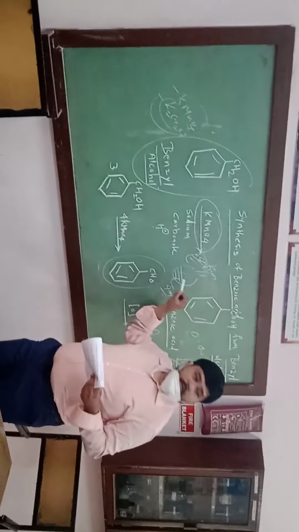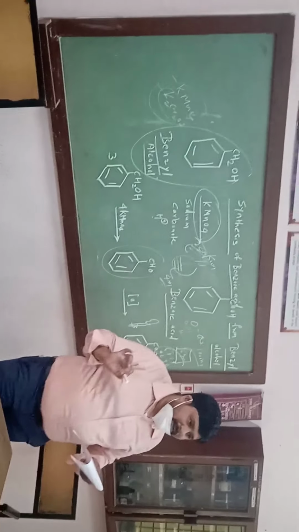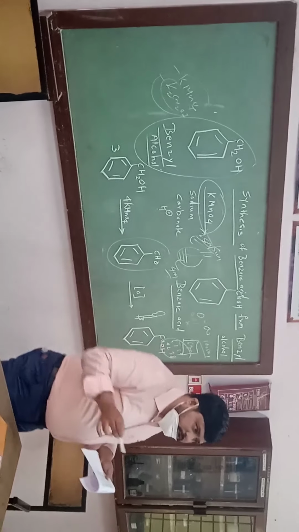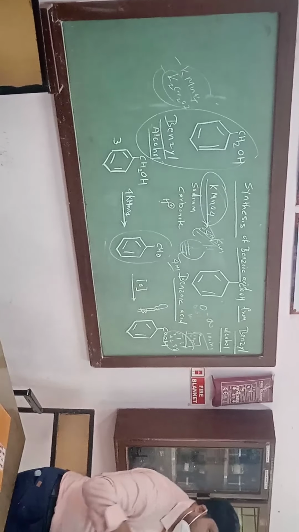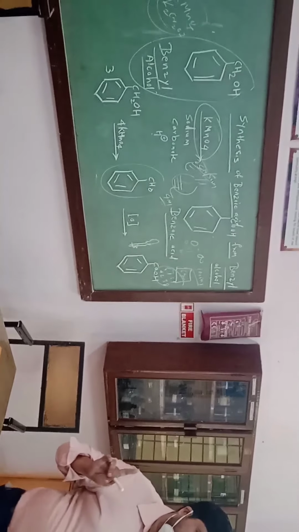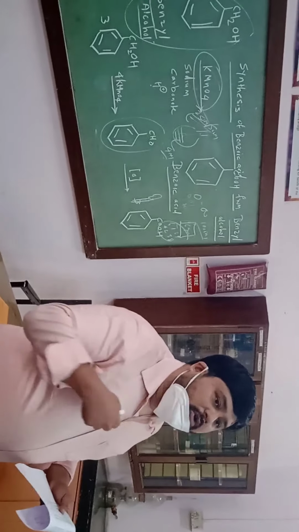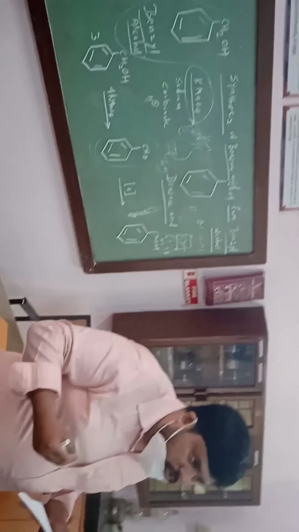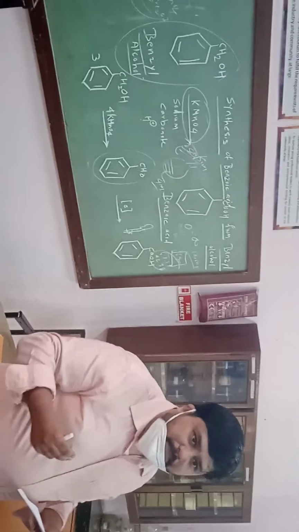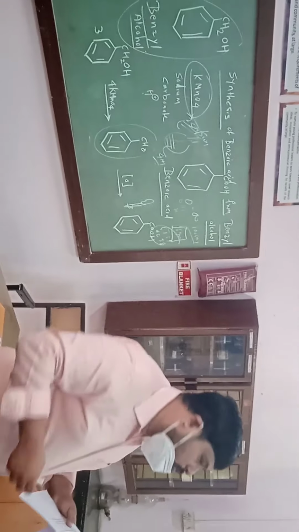You have to use either a 250 ml or 500 ml RBF, preferably a 250 ml round bottom flask. So you take a 250 ml round bottom flask. In that you withdraw and add 4 ml of benzyl alcohol. Then you add 100 ml KMnO4 solution. So in step 1 you have prepared the KMnO4 solution, how much?